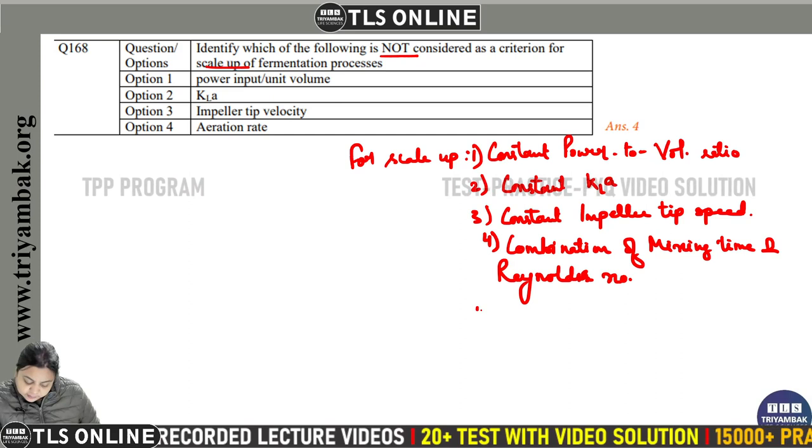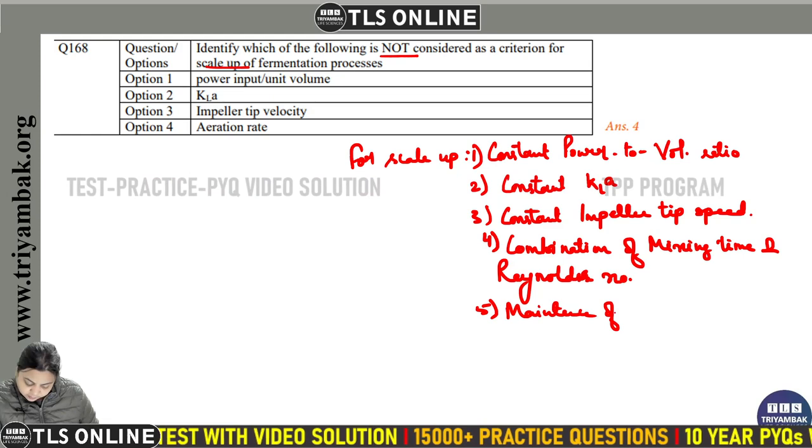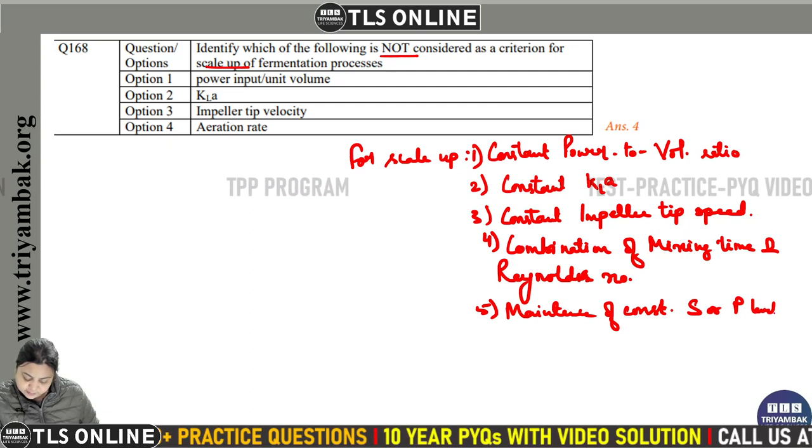Then fifth is we also consider maintenance of constant substrate or product level. So ye sare criteria hote hain. So which one is not the criteria?